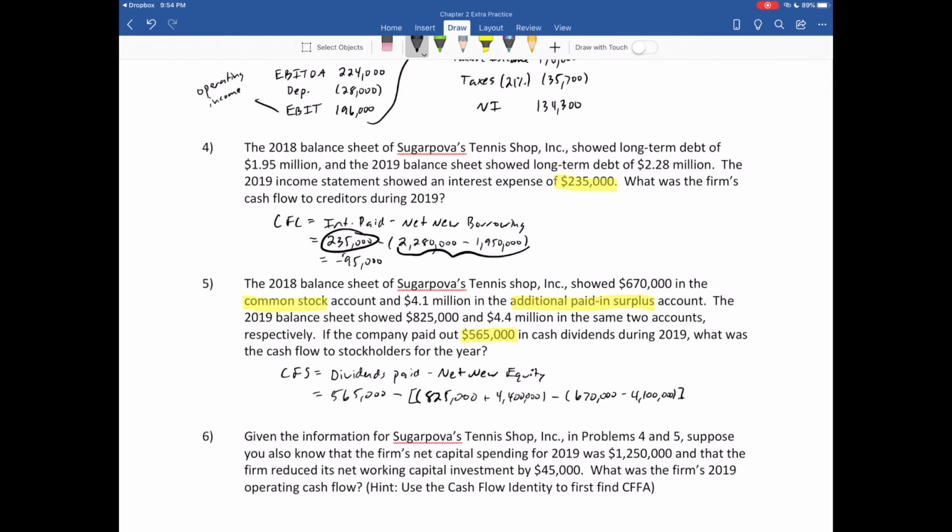And what we would end up getting then is a total cash flow to stockholders when you do all of this math here. So their equity balance in 2019 is $5,225,000, and you guys can verify this. And then in 2018, it would have been $4,770,000. So you can see that they did raise new capital in the equity markets from 2018 to 2019. They paid out $565,000 though, so their total cash flow to stockholders here is $110,000.